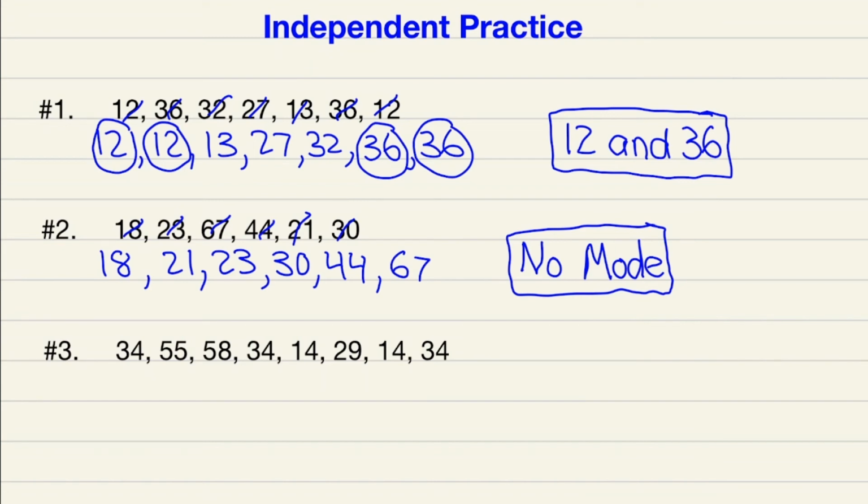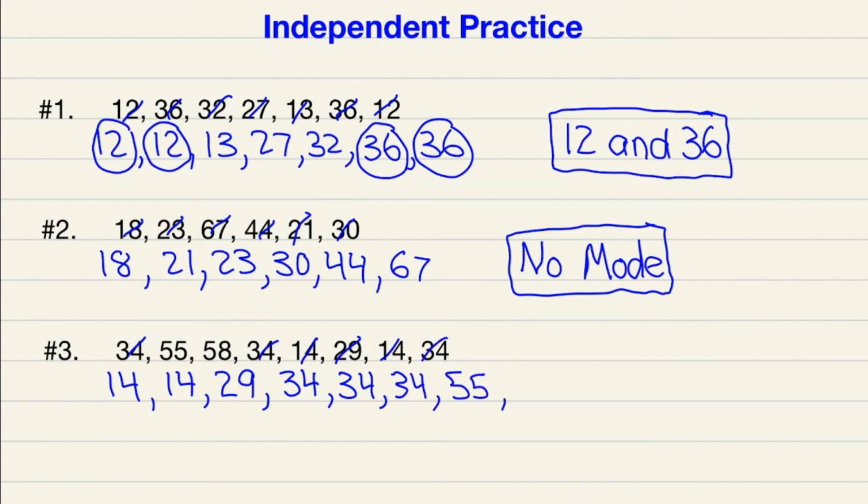And now let's move on to the last one. Let's order them from least to greatest. We have 14. We have another 14. We now have 29. Looks like we have three 34s here. So 34, 34, and finally one more 34. We have a 55 and a 58.